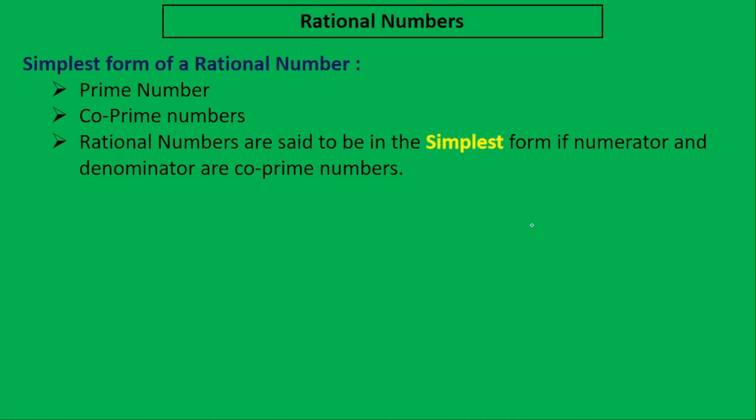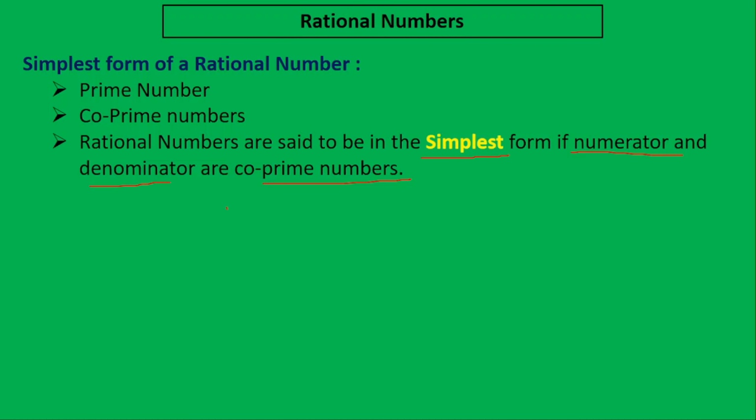Rational numbers are said to be in the simplest form if numerator and denominator are co-prime numbers. So there is no common factor other than 1 of numerator and denominator. So that is called the simplest form. We have learned simplest form. We will use it in our further discussion.